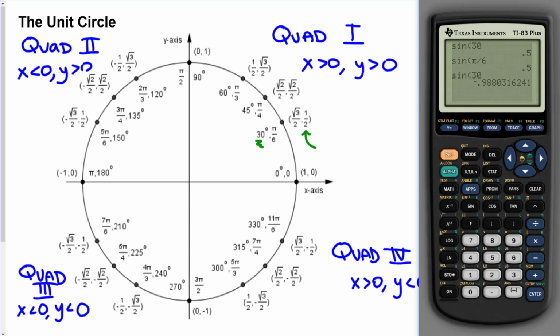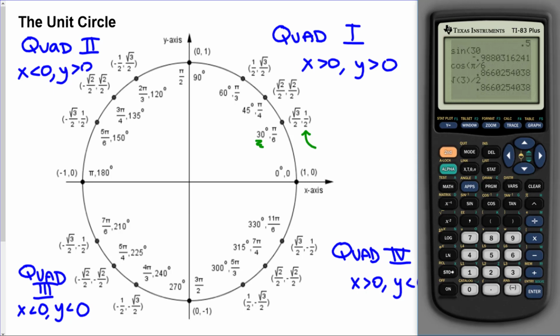Okay, let's try the cosine of pi over 6. I get a seemingly random answer, 0.8660254, and it kind of goes on. But I know it's supposed to be square root of 3 over 2, so let's look at that. So if I do the square root of 3 divided by 2, notice it's the exact same answer. So the square root of 3 over 2 is approximately 0.8660.